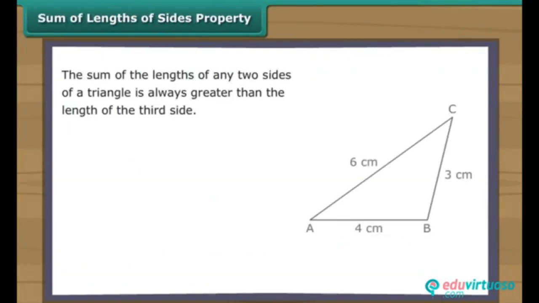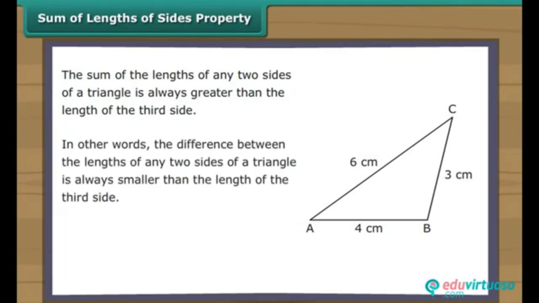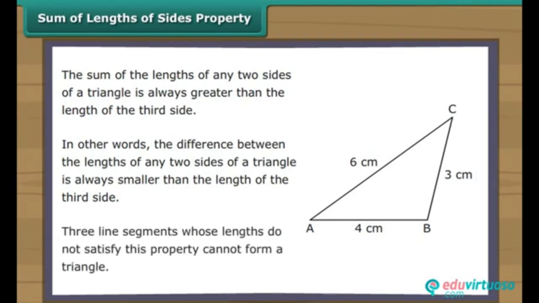Sum of lengths of sides property. The sum of the lengths of any two sides of a triangle is always greater than the length of the third side. In other words, the difference between the lengths of any two sides of a triangle is always smaller than the length of the third side. Three line segments whose lengths do not satisfy this property cannot form a triangle.